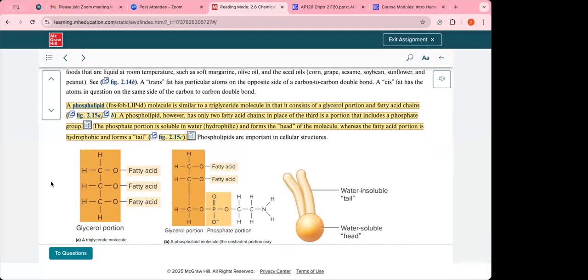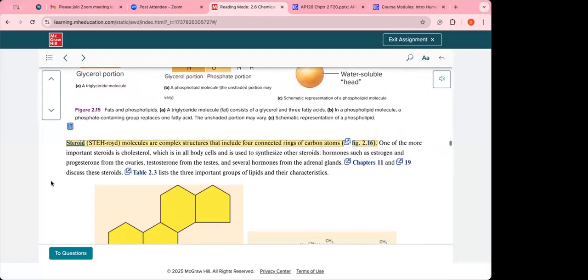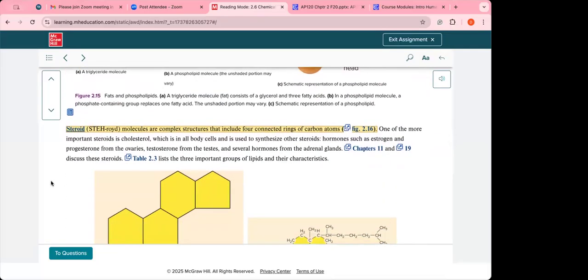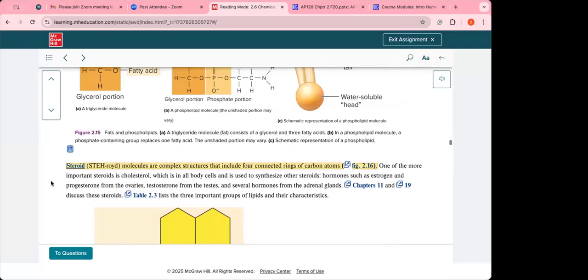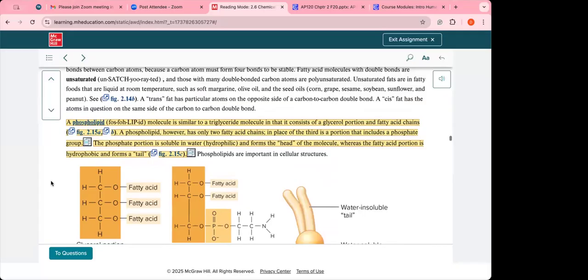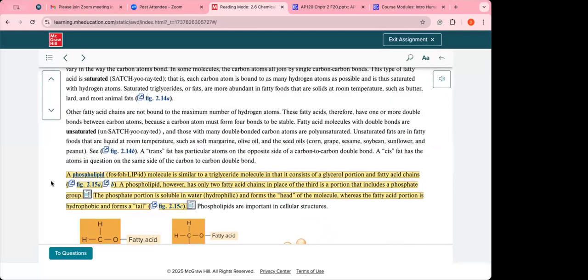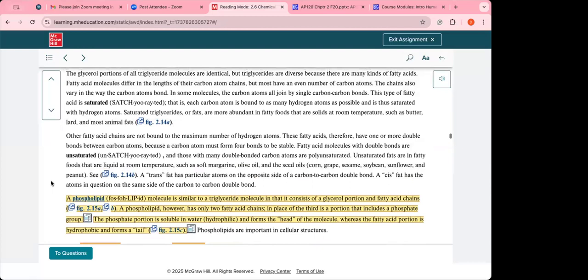Okay, a phospholipid, steroids, and okay, keep going. A steroid is a complex structure that includes 4 rings of carbon atoms. So now what are they examples of? So what are they under? So if we go up the page, it should tell us, unless there's another name that it wants, because I don't think it does anything after that.